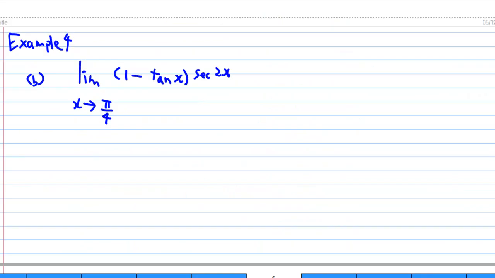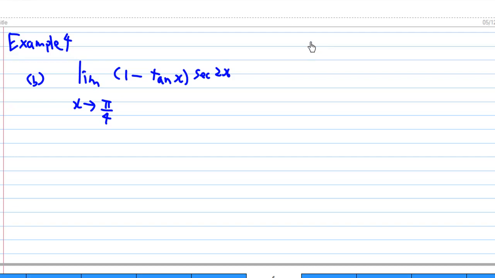Let's look at another example. Example 4b: the limit of (1 minus tangent x) secant 2x when x approaches pi over 4. Notice that this is a situation where you have 0 times infinity.